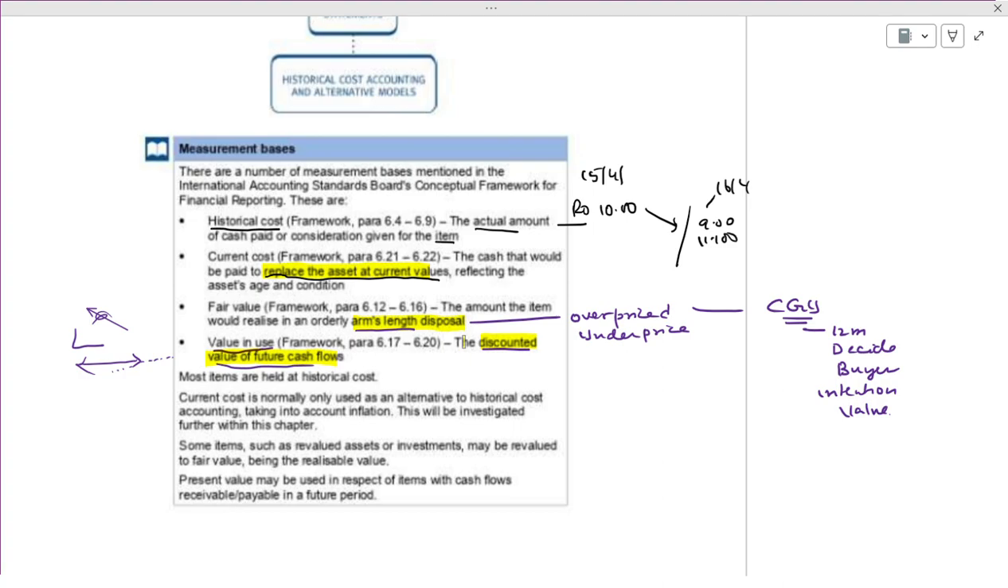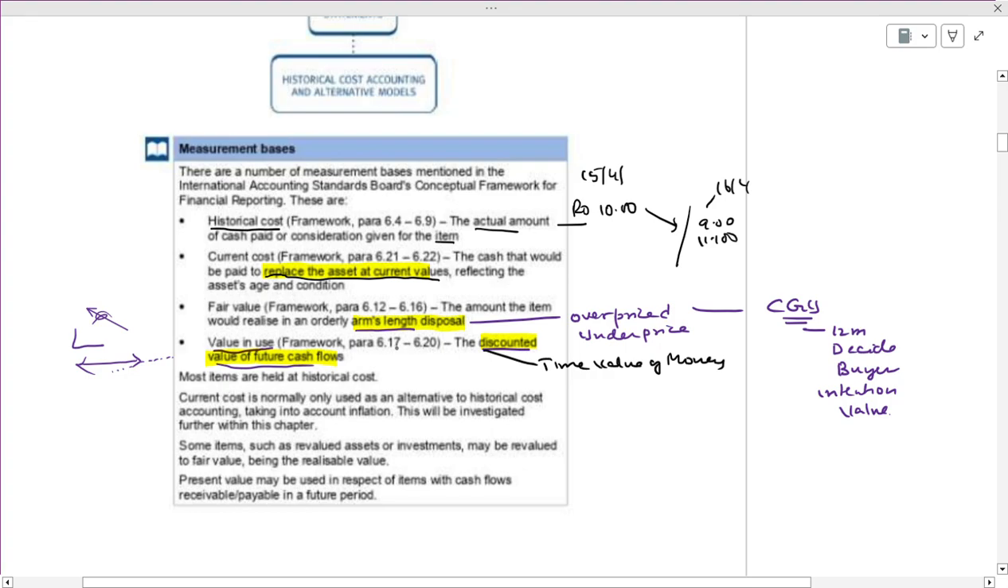That's very important. Because what happens? Time value of money. Is it right? Time value of money. You are going to cover this in financial management. The value of money will decrease. The value of money will never increase. Okay, the value of money will always decrease.